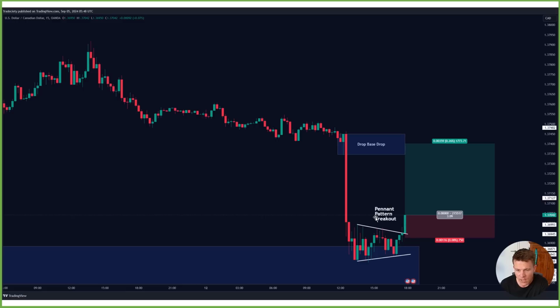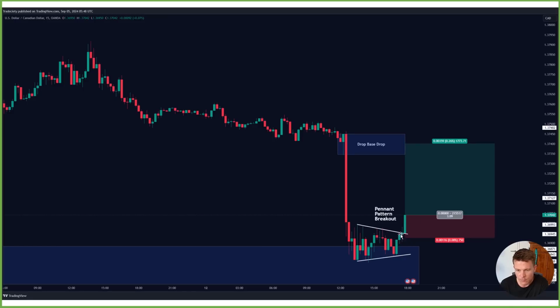Here, for example, we have a pennant pattern. After the strong drop into the zone, we see the pennant. The market is dying down here. The selling interest is leaving the market and the market is contracting. Then we have the pennant breakout, and that's where I would get in. This is the breakout candle.